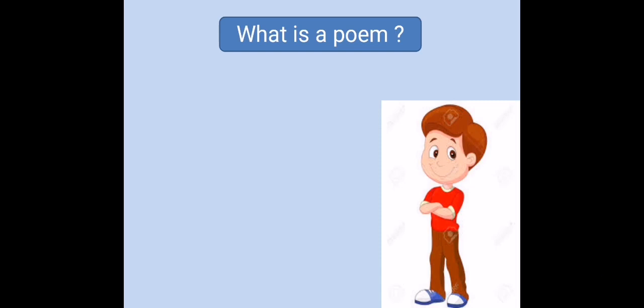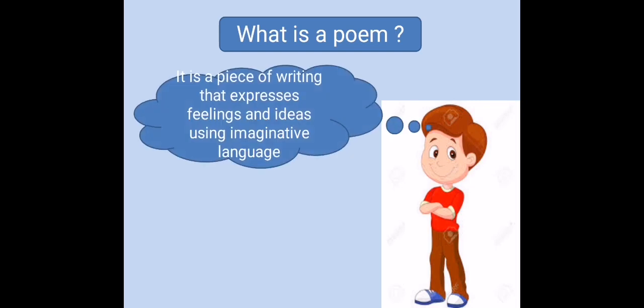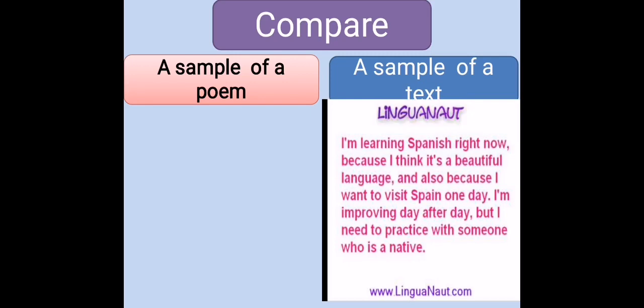To clarify the meaning of a poem, the poem is a piece of writing that expresses feelings and ideas using imaginative language. The imaginative language is the aspect that makes the poem different from any other type of texts. For example, let's compare in the next example. Here we have a sample of a text and a sample of a poem. Let's read the text and compare it to the poem.